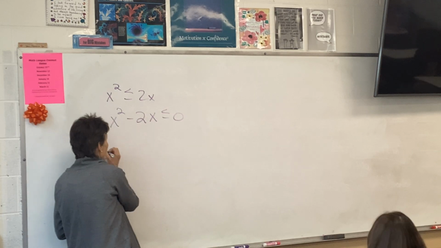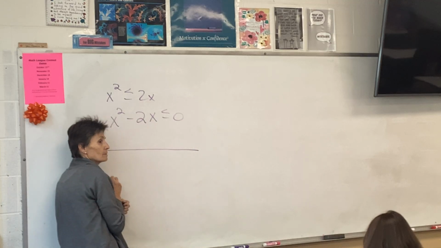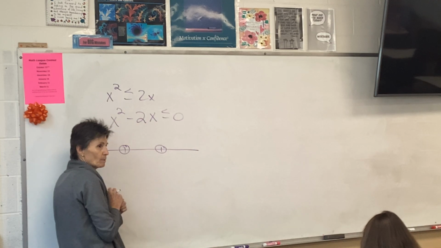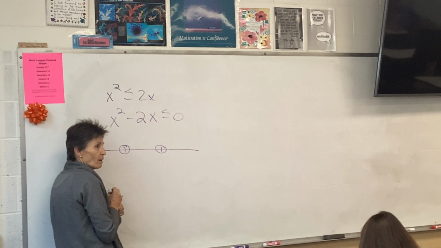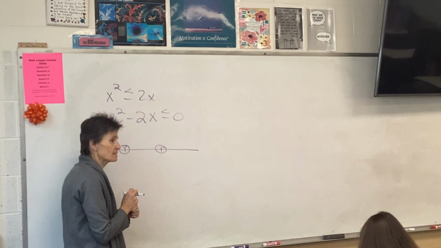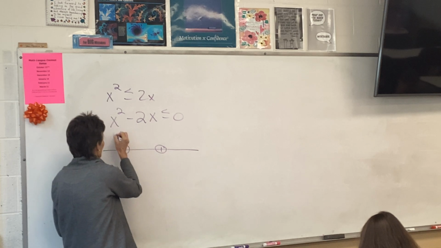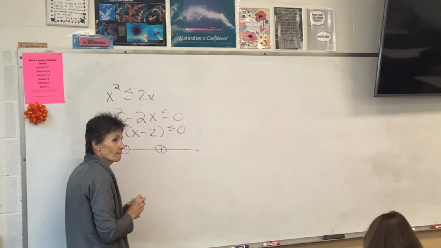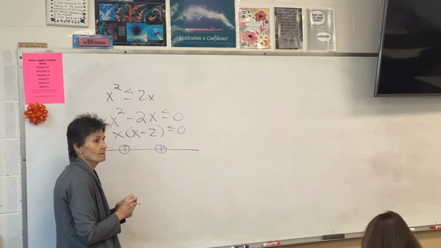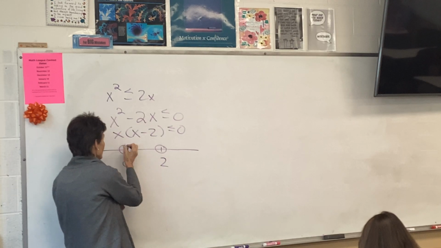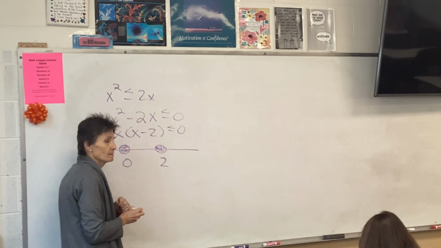And then I know I'm gonna have a number line. X squared means I'm gonna have a couple dots on the number line. And how do I find out where to put the dots? I factor. And how does this factor? Pull out an X. So where are my dots? 0 and 2. Perfect. They're closed in dots.